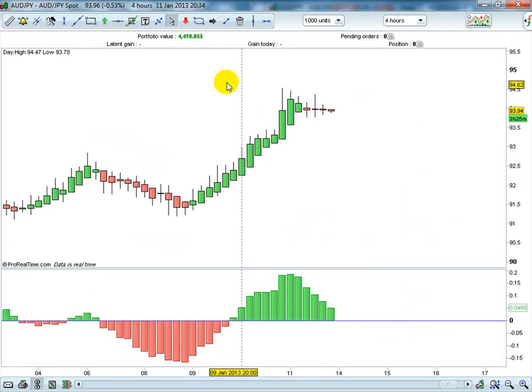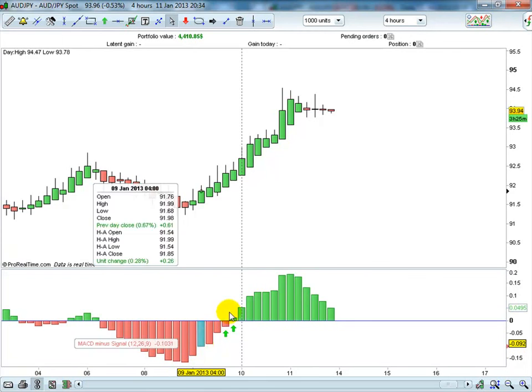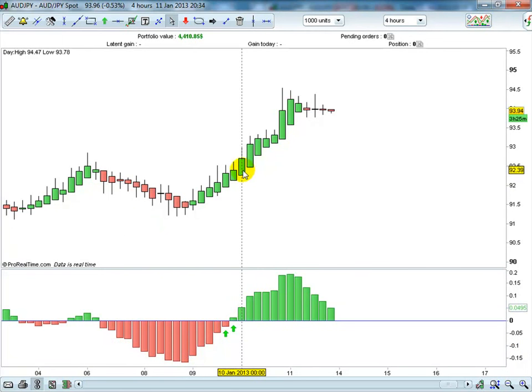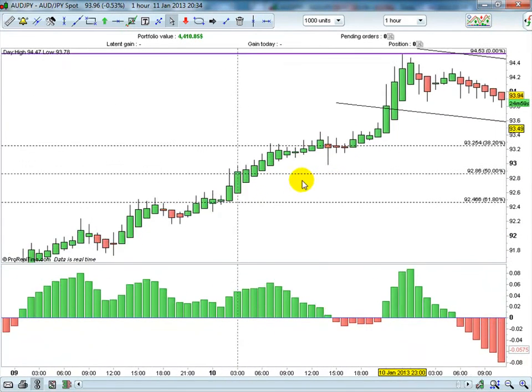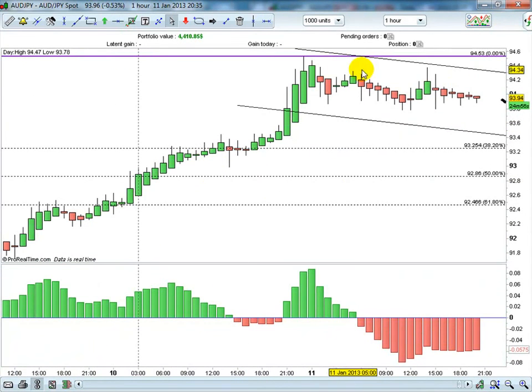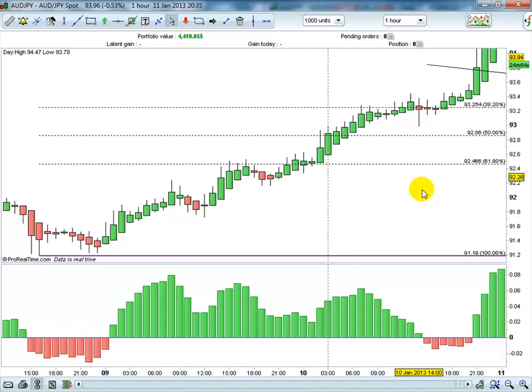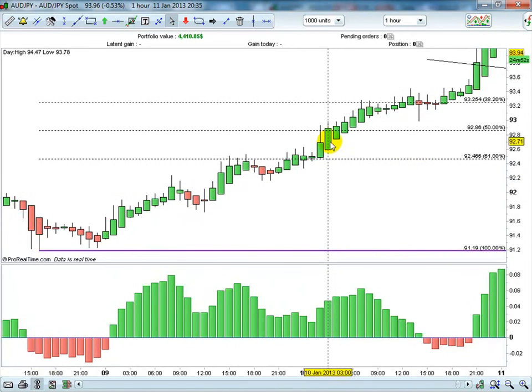On the 4-hour chart, we already had back-to-back positive slope on the 2-bar histograms going all the way back to 4 a.m. GMT on the 9th. So that's looking good right there. Again, a nice Heikin-Ashi progression of up closes. Fast forward into today, and we've got kind of a pennant pattern unfolding, but that's today's news. That wasn't the news on Wednesday.